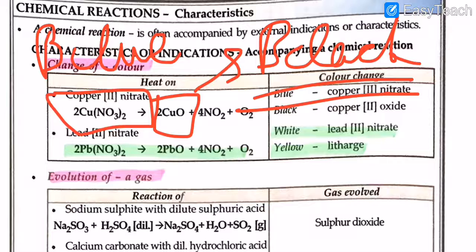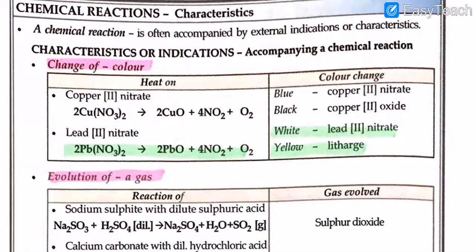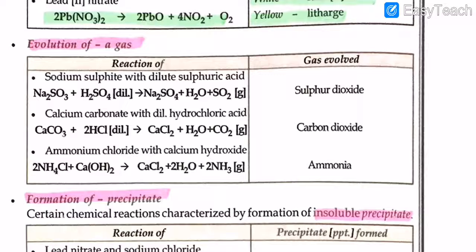Second one, evolution of gas. So what do you mean by evolution of gas? Well, a very basic example would be sodium sulfite with dilute sulfuric acid. Fine. In this, SO2 as a product is evolved. A gas is evolved. A gas is formed in this reaction.